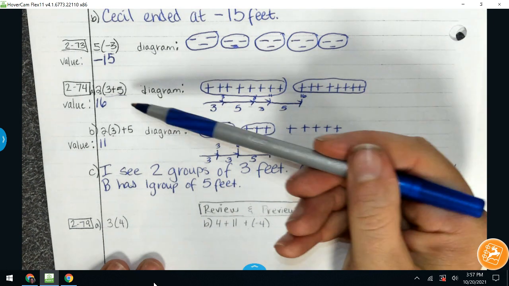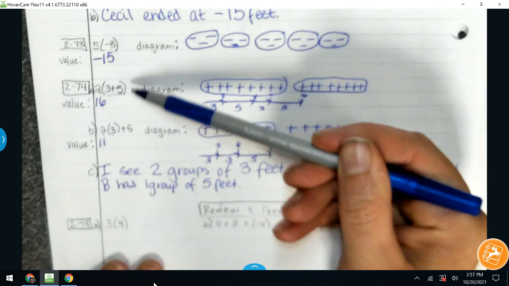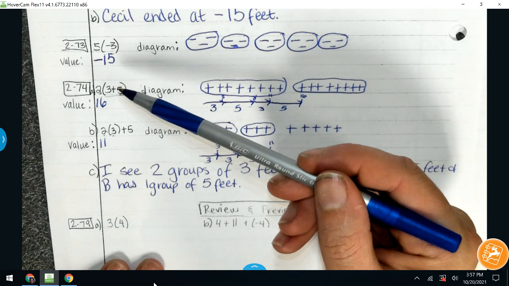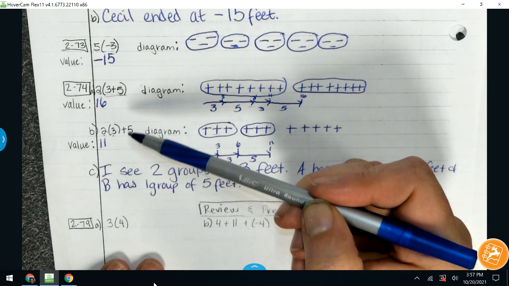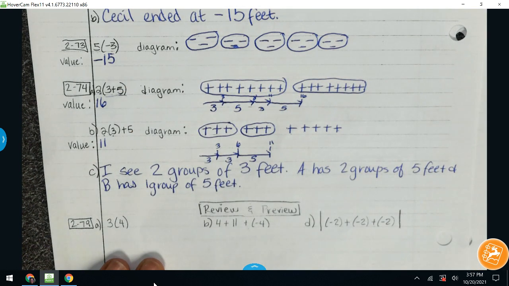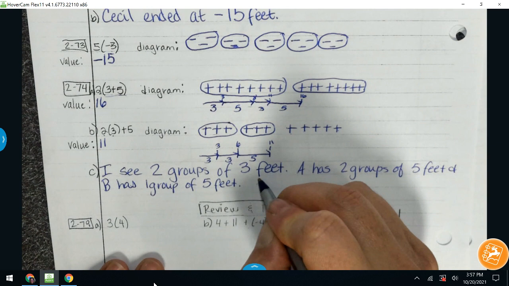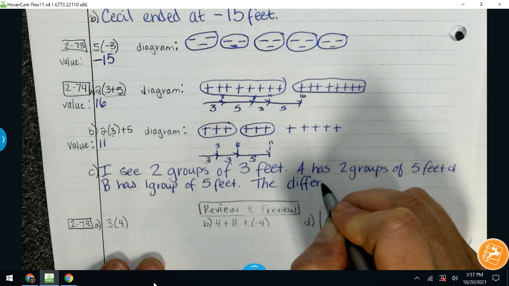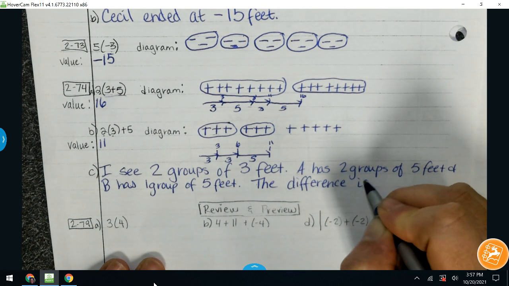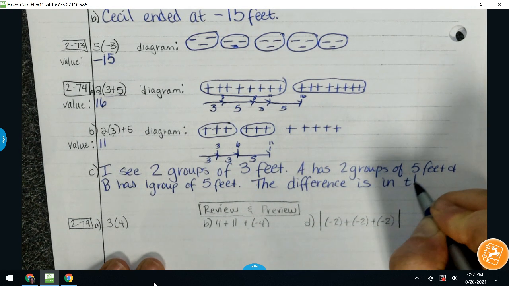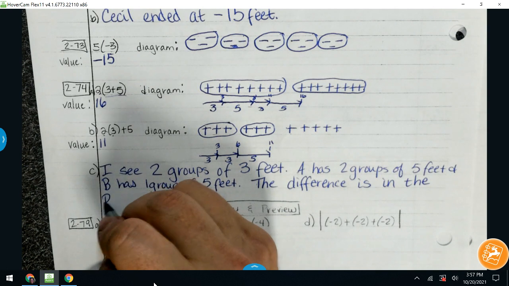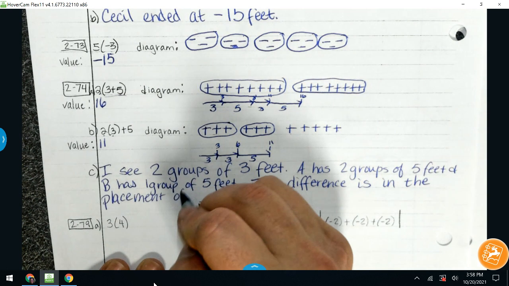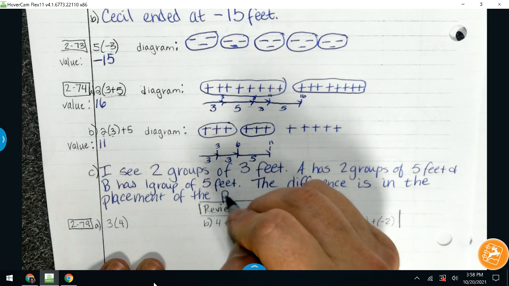And the reason for that is, as we're looking at these 2 right here, this one, the 5 is inside that parentheses. This one, the 5 is outside of it. So the difference is the placement of the parentheses.